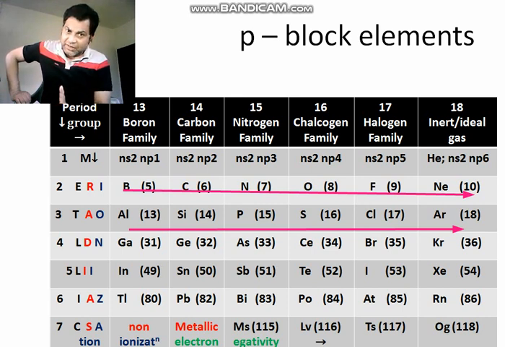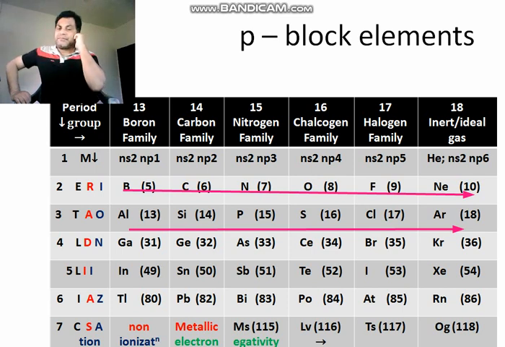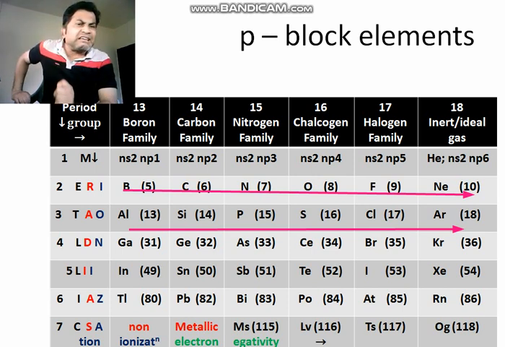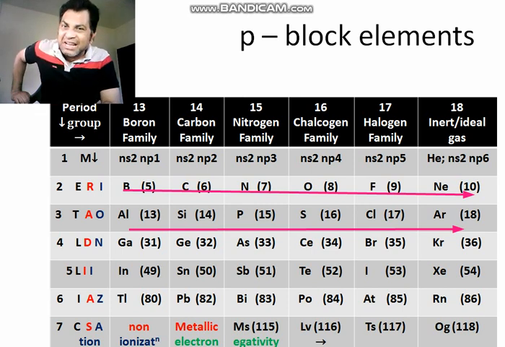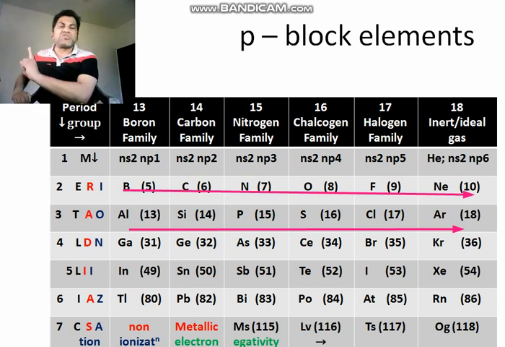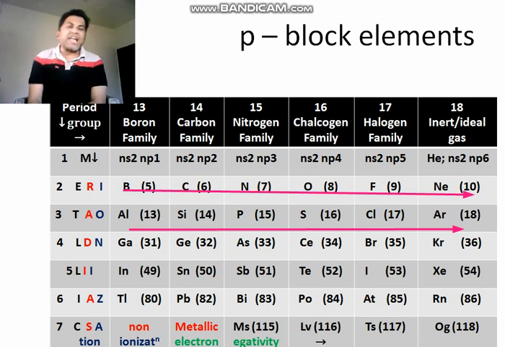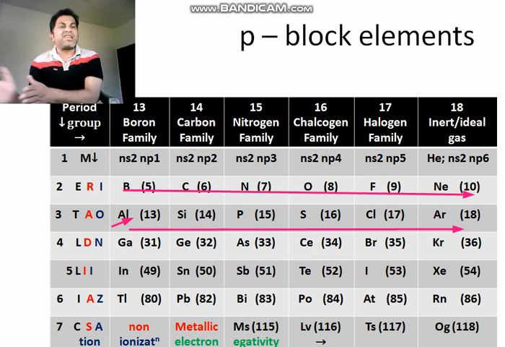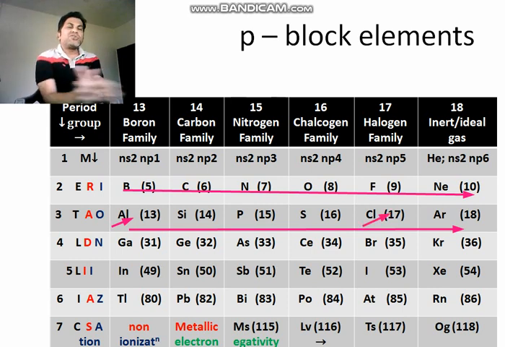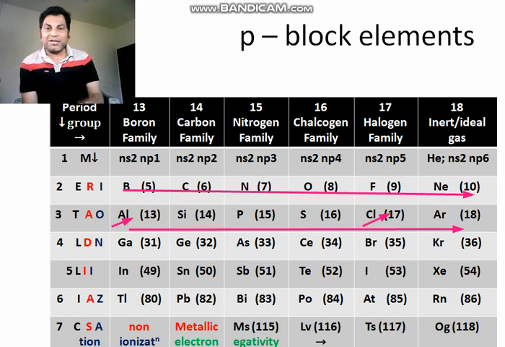So that is our first point. Second, non-metallic character increases and metallic character decreases when you move left to right. See, aluminium is a metal, but chlorine is a non-metal. So when you move left to right in a period, the metallic character decreases and non-metallic character increases.